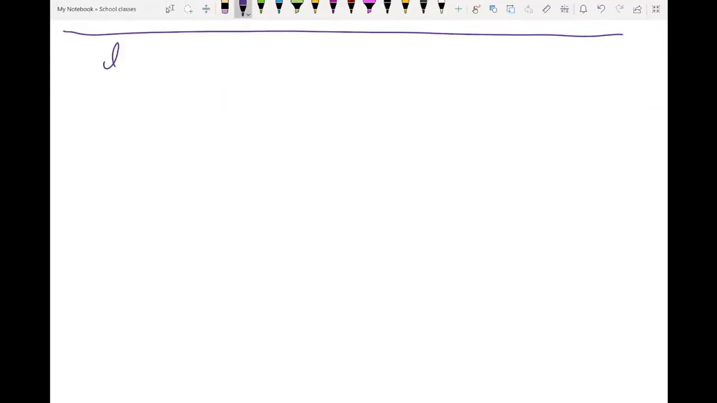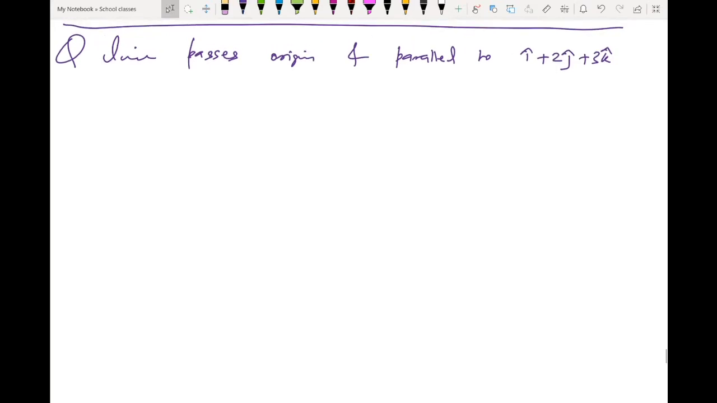One more question. A line passes through the origin and is parallel to i plus 2j plus 3k. Find the equation of line in both forms, vector form as well as Cartesian form. So the point is nothing but 0, 0, 0. So this is nothing but x1, y1, z1.